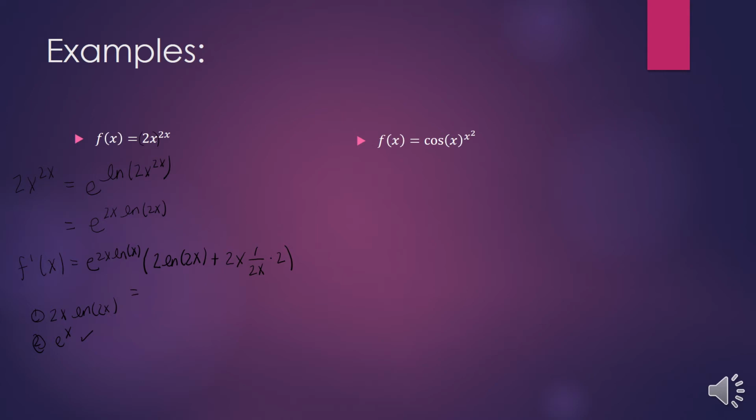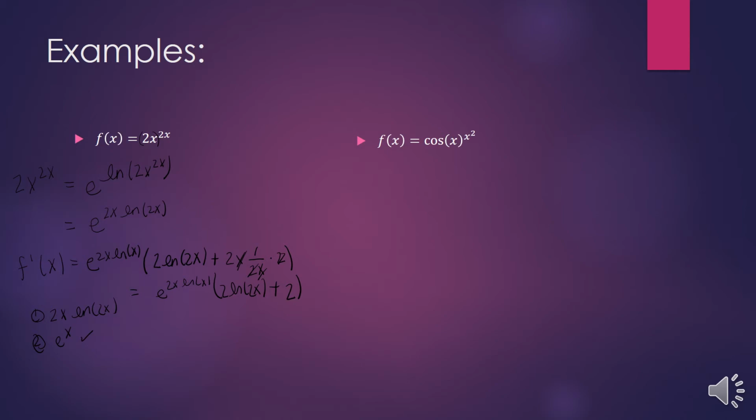Now let's just clean this up just a little bit. So I have e to the 2x natural log of x. Can't really do anything with that 2 natural log of 2x. But in the second part, my x's cancel, these 2's cancel, so all I'm left with is 2. So I think that's our derivative.